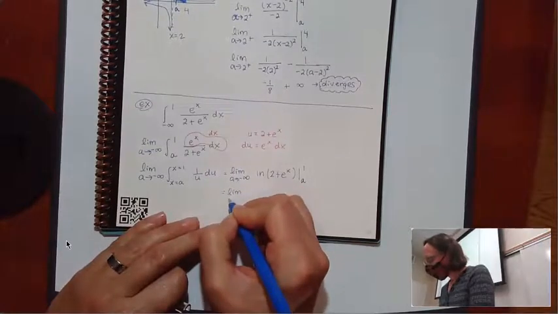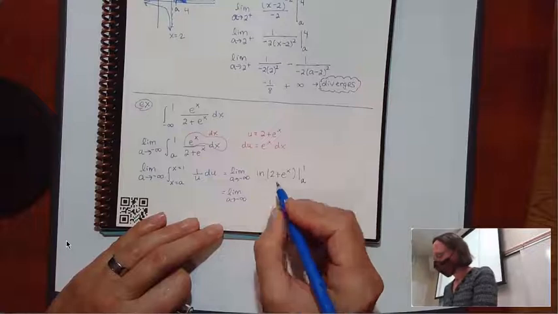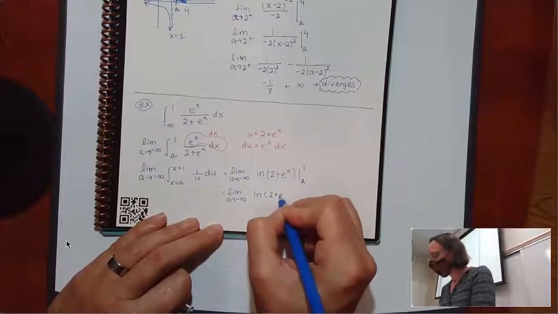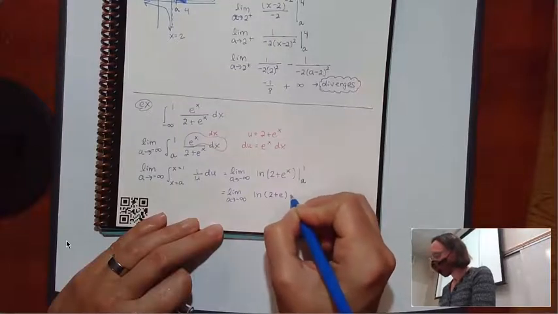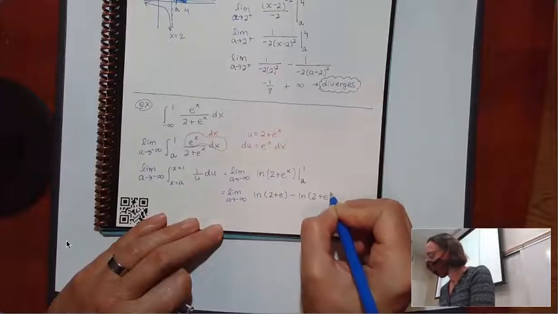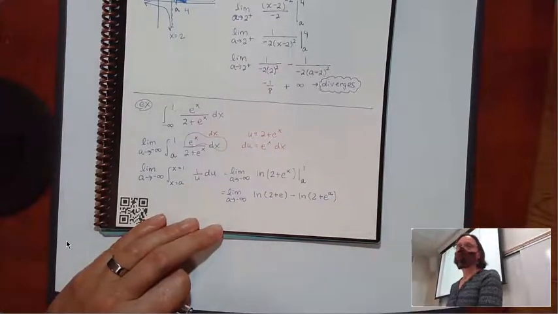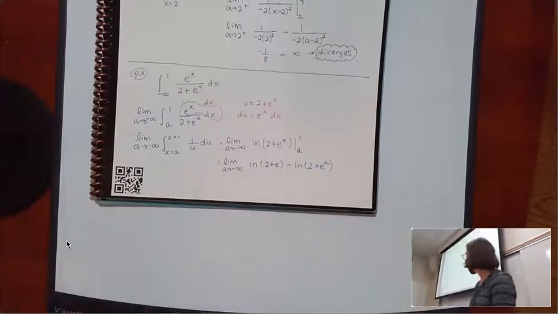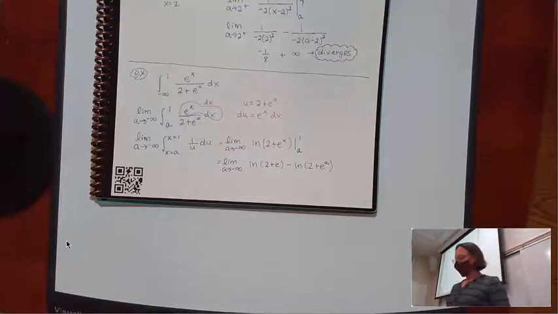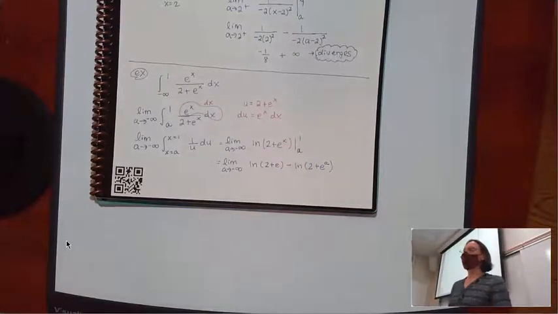Just 2 more steps. I'm going to plug in those endpoints. So I'm going to end up with ln of 2 plus e minus ln of 2 plus e to the a. Sorry, it's getting kind of low. And that's an e because e raised to the first power we can just leave as e.